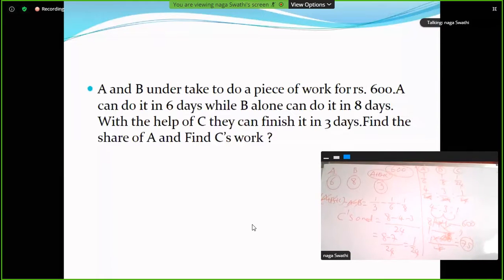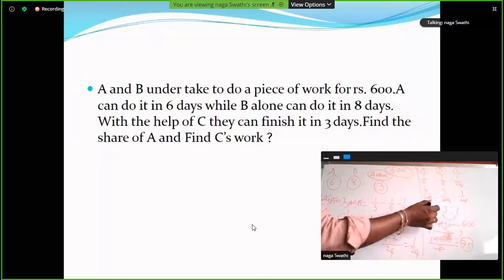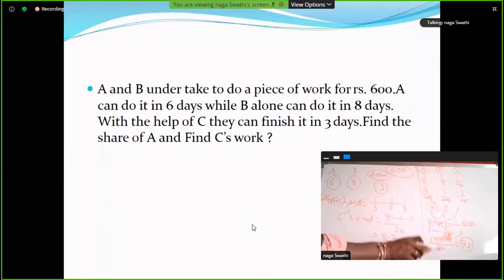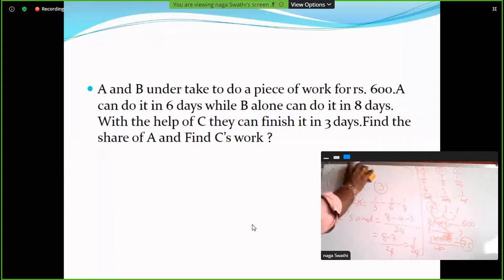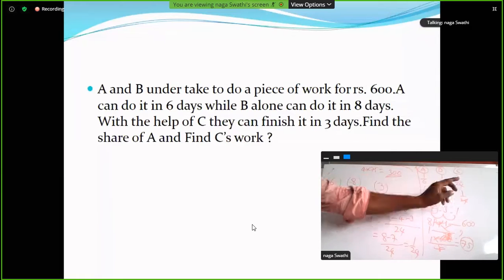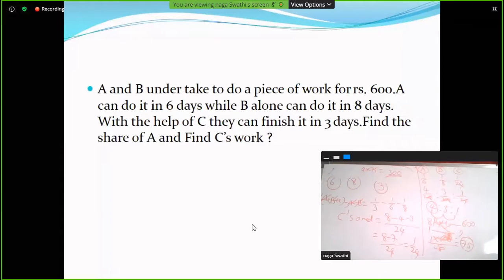75. He is asking about A's share, 4 parts. 1 part value is 75, so 4 parts value is 4 into 75, 300. This is the answer. A receives 300 rupees and C's 1 day's work is 1 by 24.